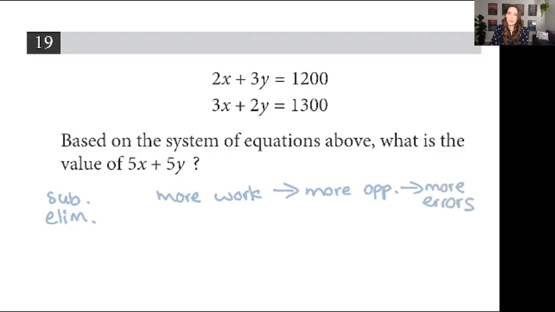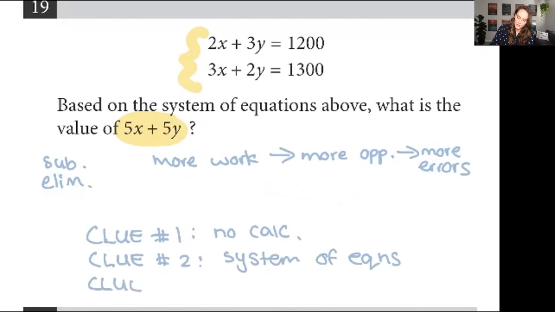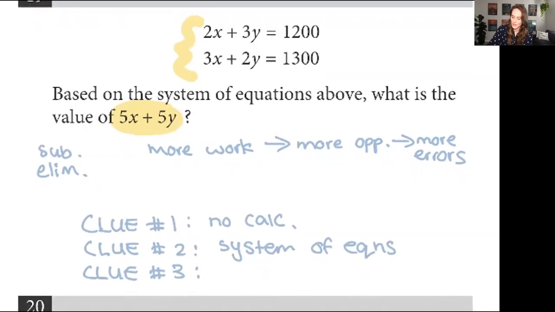In this case, if I just zoom in on what the question is asking, and I think about what section I'm in and if there are any clues, I'm going to see a couple of clues. Clue number 1 is this is a no calculator section. Clue number 2 is this is a system of equations. Clue 3, and this clue really seals the deal for me for this question, is that they want a combo of variables. They are not just asking for x or y by themselves. They are asking for 5x plus 5y.